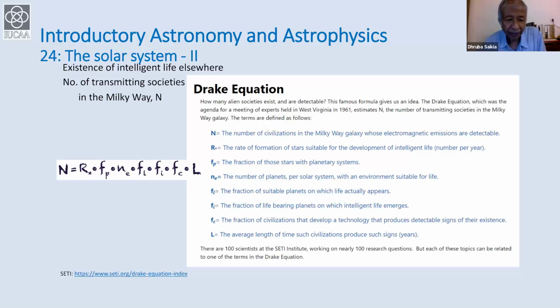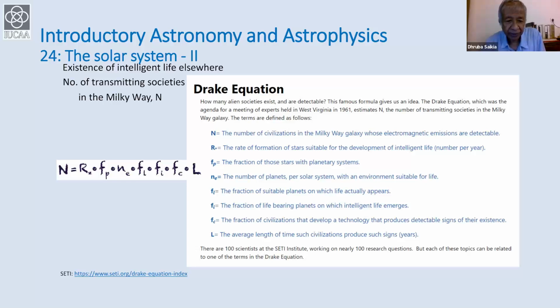Then fc, the fraction of civilizations that developed a technology that produces detectable signs of their existence. And L is the average length of time such civilizations produce such signs. So this is what is known as the Drake equation to estimate the probability that life would exist. And because of the sheer huge number of stars that exist, not only in our galaxy but in other systems as well, if you put all these factors together, it is almost impossible not to believe that there must be life elsewhere.